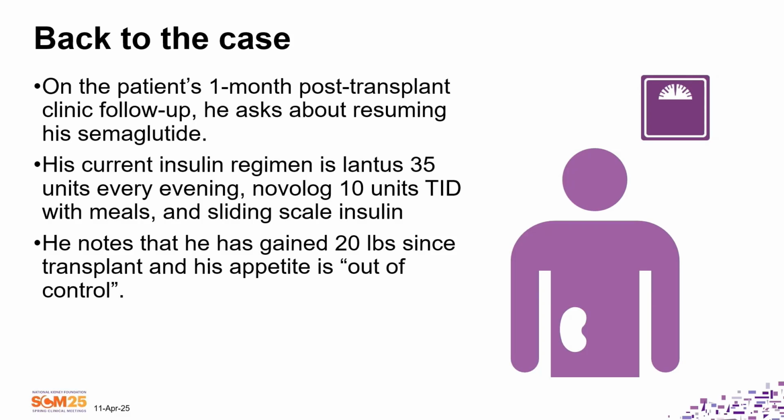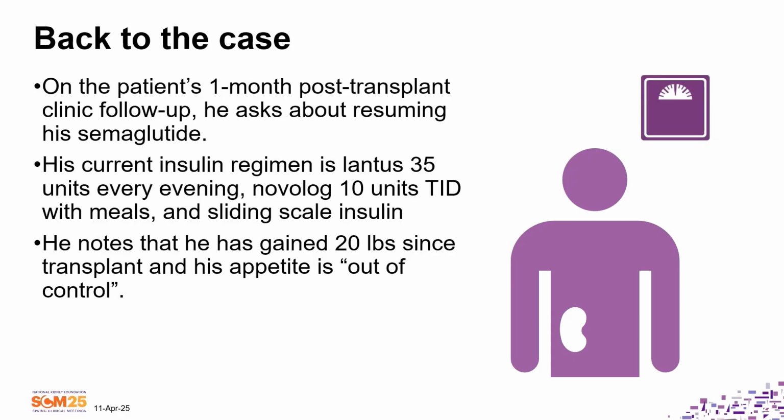All right, so back to the case. On the patient's 1-month post-transplant clinic follow-up, he asks about resuming his GLP-1 receptor agonist. He is now on Lantus 35 units every evening, Novolog 10 units 3 times a day with meals and sliding scale insulin. And he notes that he has gained 20 pounds since transplant and his appetite is "out of control." I think this is a very common scenario we see in clinic, quite predictable.